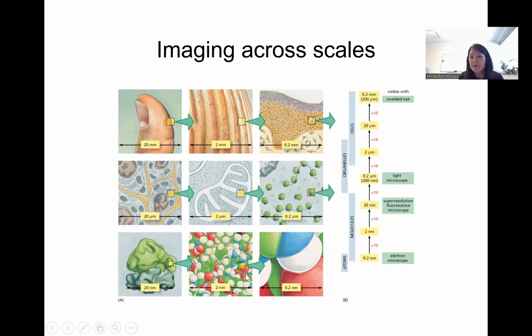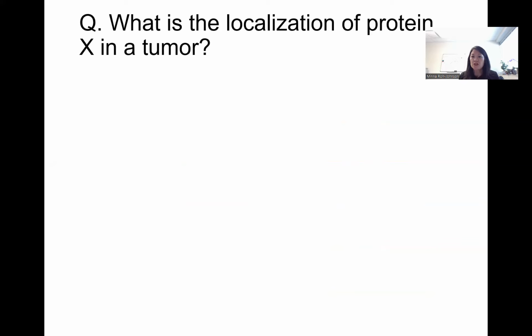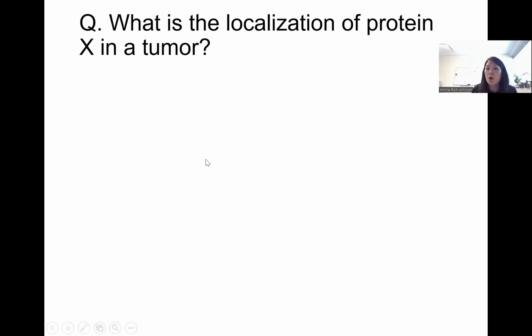So that is a synopsis of the kinds of imaging platforms that you can use to help you image across scales. And I'm going to end with just a couple of example questions. If you wanted to look at the localization of protein X, let's say in a tumor, what kind of sample processing and imaging might you consider? There's no one right answer because there are so many different platforms, and it really depends on what your goal is for this experiment. If it's simply to ask, where is it?